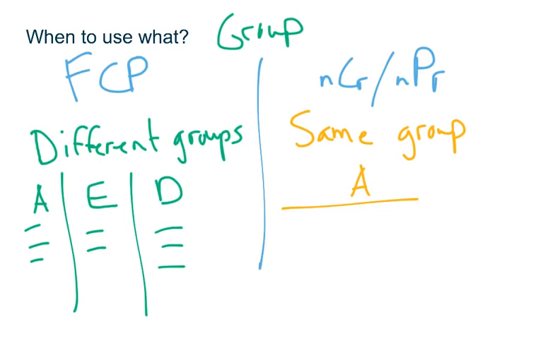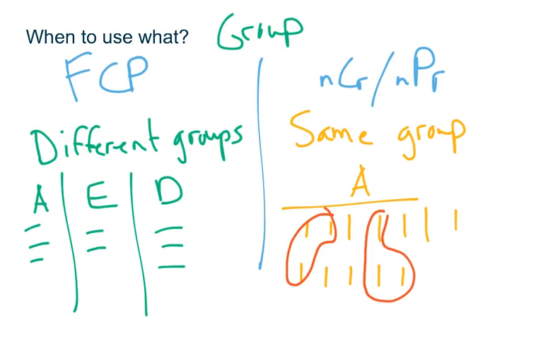And in the example I used earlier, it was all about, you had 12 different students. So 1, 2, 3, 4, 5, 6, 7, 8, 9, 10, 11, 12. And we're just taking a group of 3 of them, whatever group of 3 we can. And it's all within the same group. So if it's within the same group, we use nCr, nPr. If it's different groups, we use the fundamental counting principle.